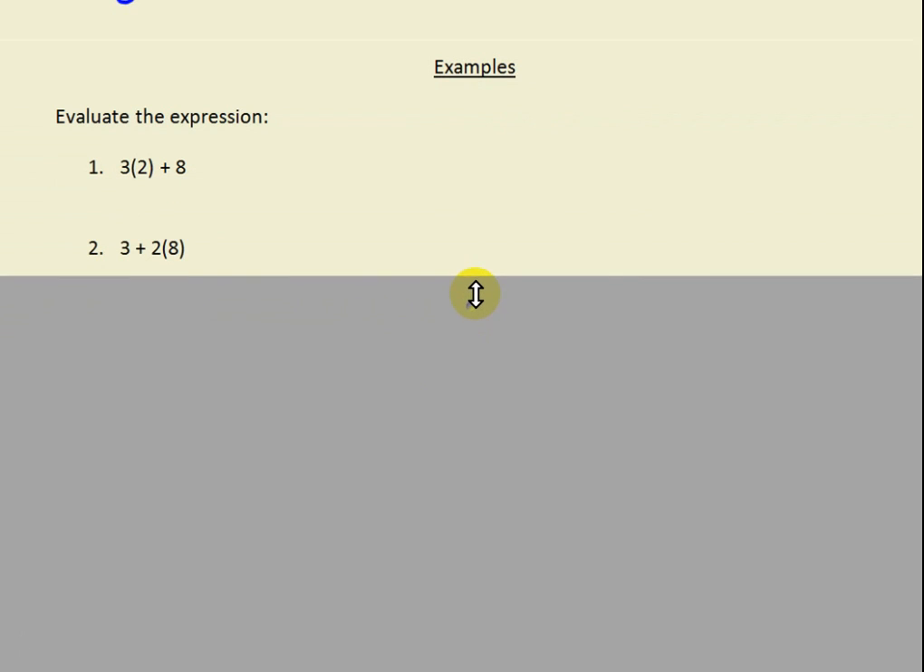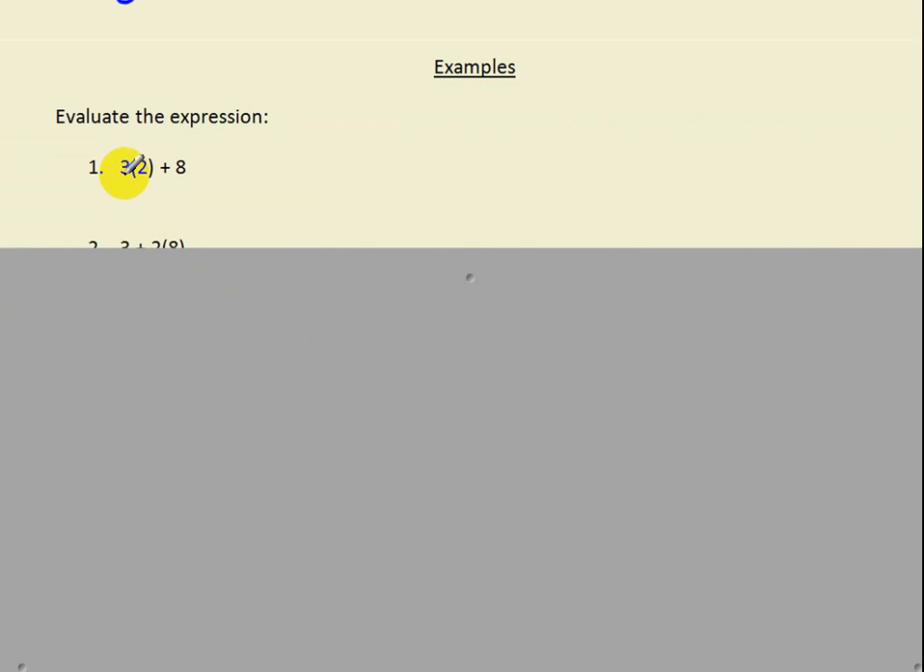So let's look at some examples here. So here we have 3 times 2 plus 8. Notice the parentheses here do not indicate grouping. These indicate multiplication. So we're looking at multiplication and addition. Multiplication comes first. And here's the way I want to see you doing this, is to show each step. So I'm going to show that 3 times 2 comes first. We have 6 plus 8. Then we apply our addition to get 14.